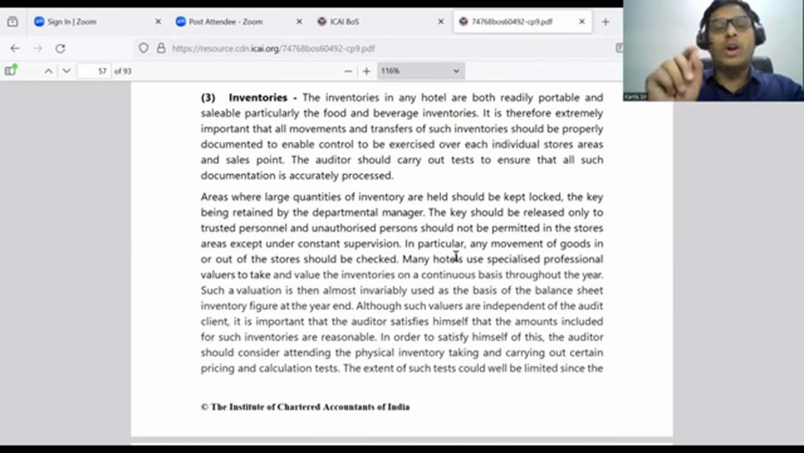So when that order is placed, all the documentation should be in place and accurately processed. After that, the department manager will have custody of the key and walks past you. What you do is suddenly go and open that no-entry door, put your head inside, and you see that there is an employee who is doing pilferage.